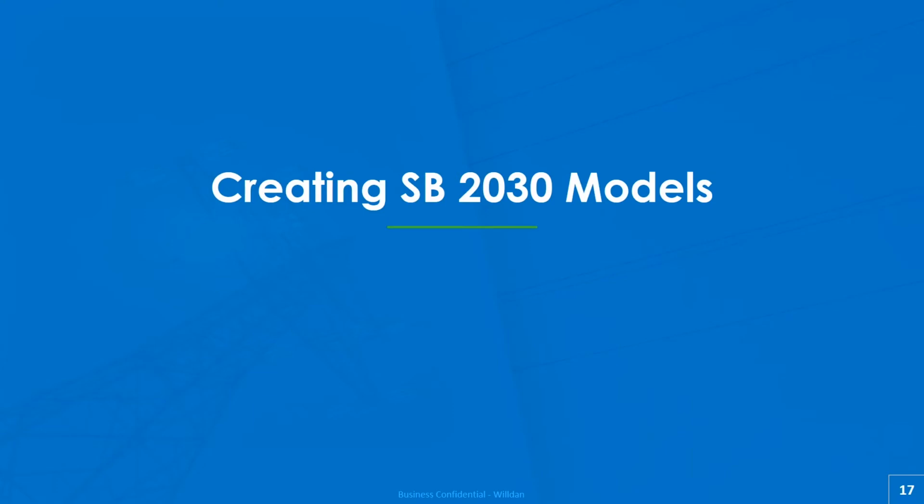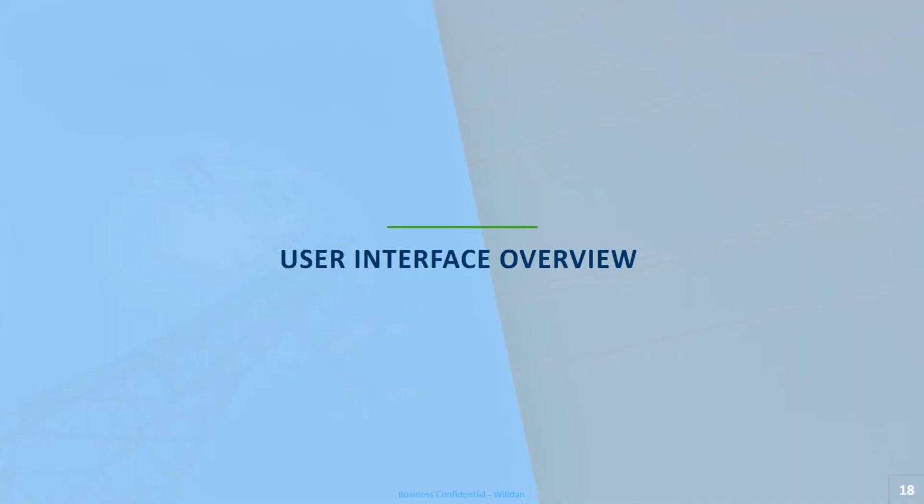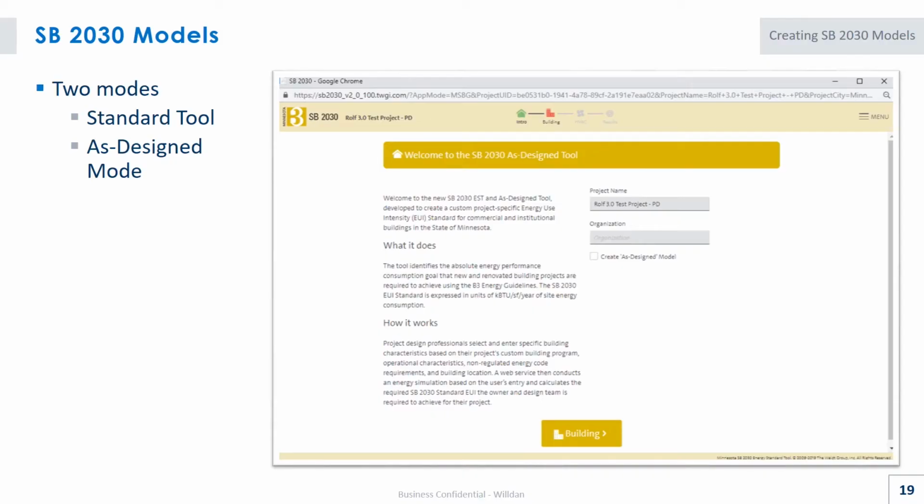Now I'm going to dive into the user interface of the SB2030 tool. There are 2 modes to the tool. The first mode is the standard tool, and this has been out there for a couple of years. And then the As Designed tool came out a little over a year ago. The difference between the two is whether you're just setting what your target is, or you're actually documenting what your design is within the tool and seeing how you compare to that target.